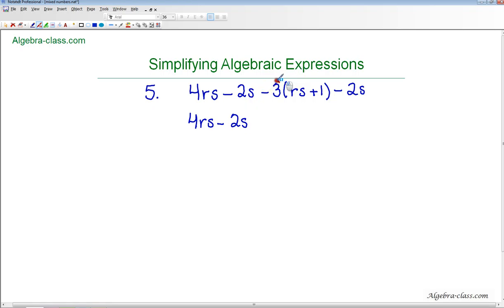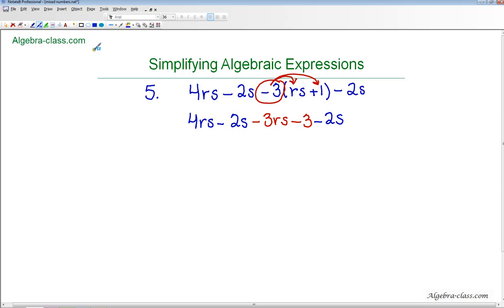But I have to remember this minus sign here. So I'm actually distributing a negative 3. So I've got to think of negative 3 times RS is negative 3RS. I'm going to write minus 3RS. And then I have to think of negative 3 times 1. Negative 3 times 1 is negative 3, so I'm going to put minus 3. And then I'm going to go ahead and bring down the minus 2s.